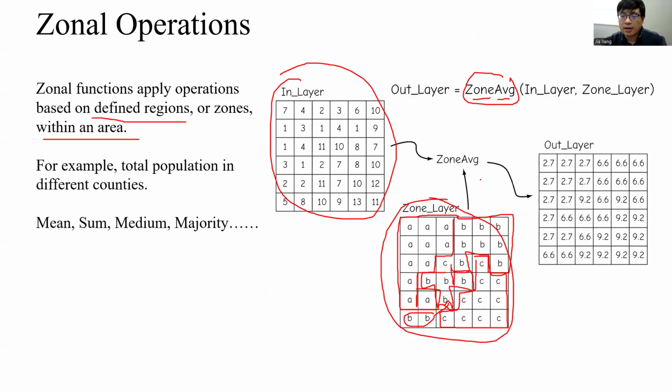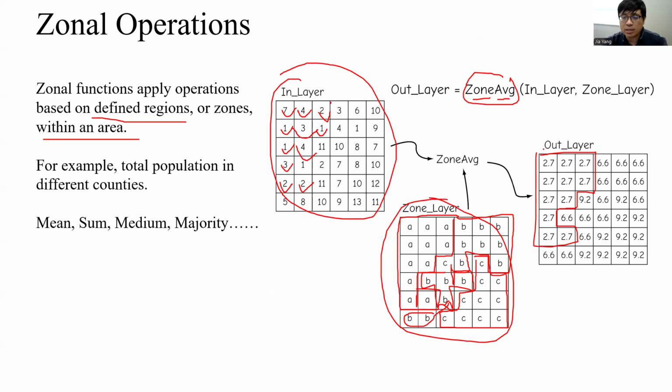For every number within zone A, here's zone A, it's also A. So I checked all the pixels in zone A. Next step, we calculate the average for all the pixels in zone A. For the 11 pixels, the average is 2.7. So all the pixels in the output layer in zone A have the same value, 2.7.